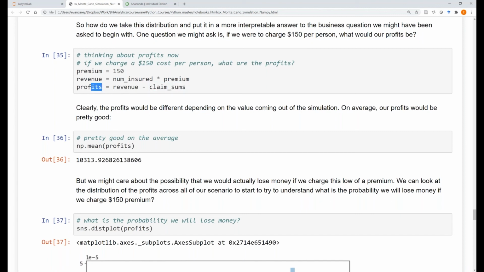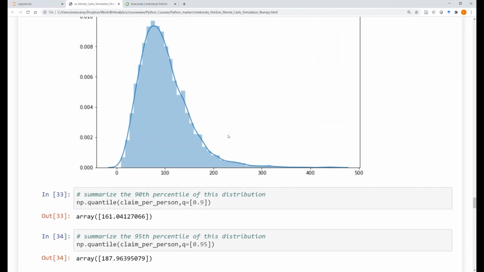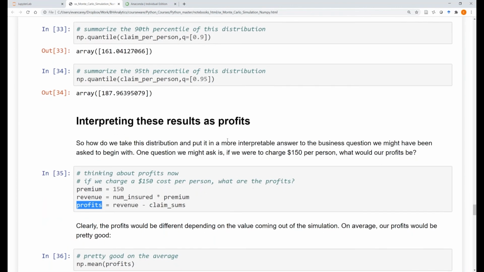So now profits is going to be a vector of length, I'm sorry, 5,000. We did 5,000, not 10,000. Profits will be a vector of length 5,000. So those are the profits, corresponding to these distributions we've been looking at. And it's really easy to write that.